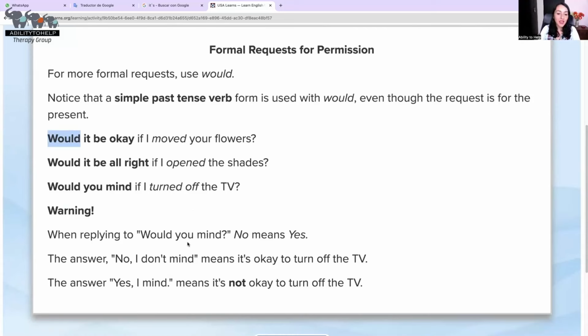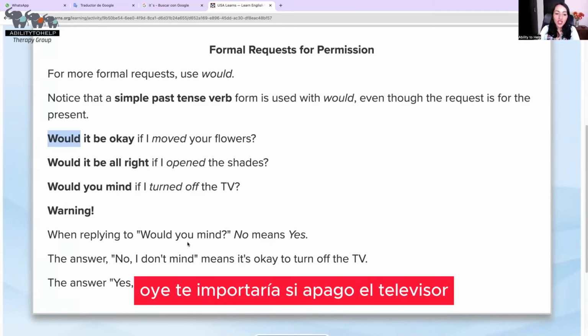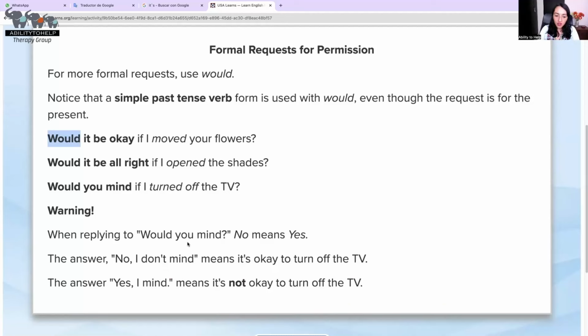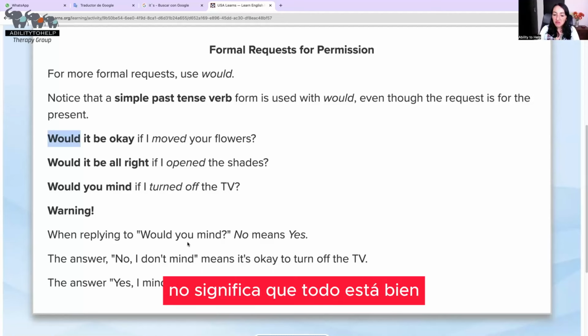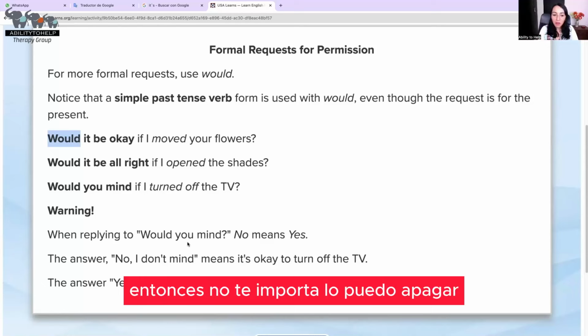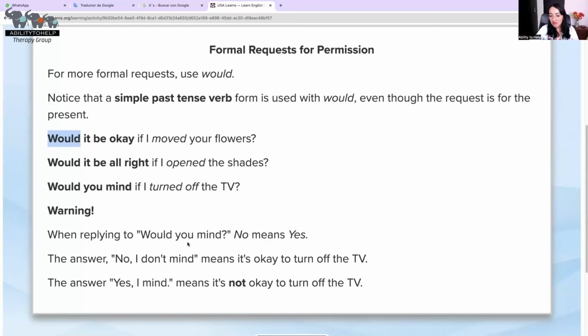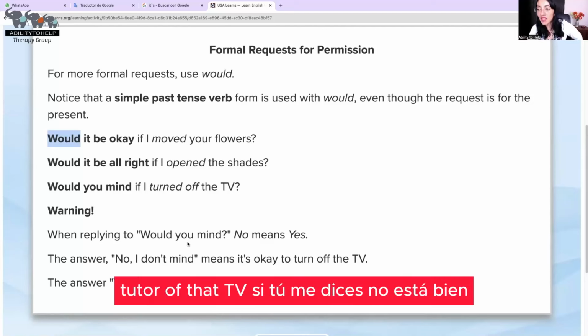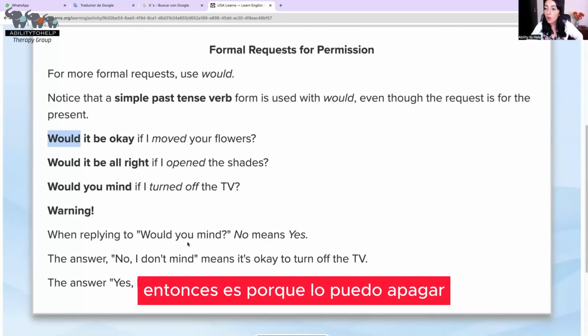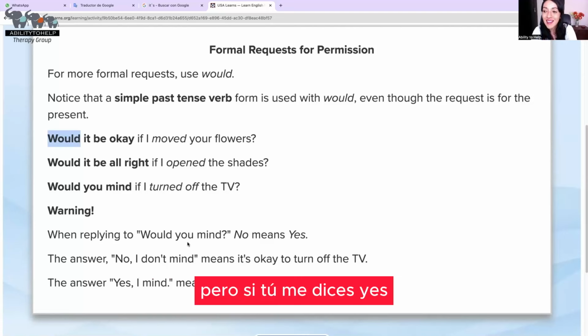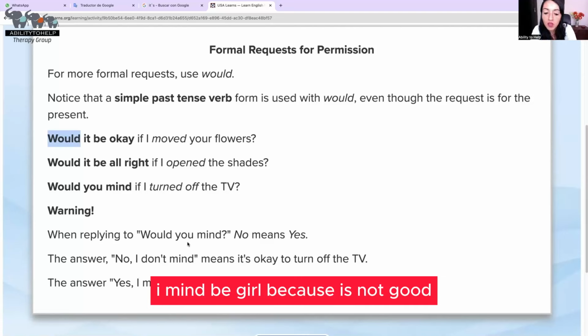So be careful, because of mind: te importaría. When they ask you, would you mind, it means te importaría si. So if I ask you, oye, te importaría si apago el televisor, would you mind if I turn off the TV? And you tell me, no, it means everything is fine. So, it doesn't bother you, I can turn it off. The answer, no, I don't mind, means it's okay to turn off the TV. If you tell me, no, it's fine, it's because I can turn it off. But if you tell me, yes, I mind, be careful, because it's not good.